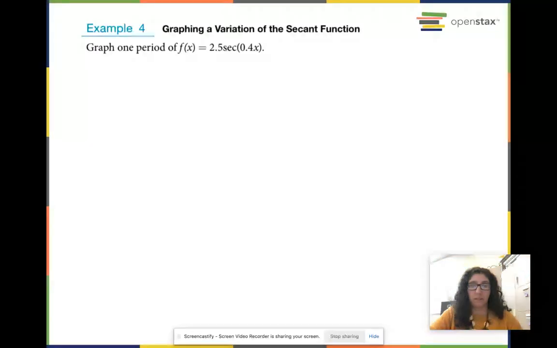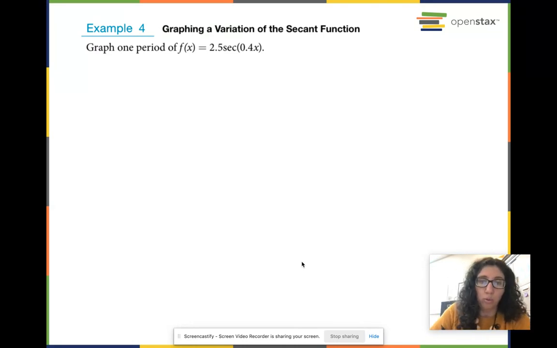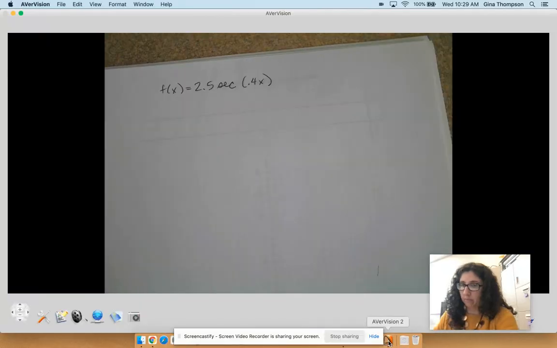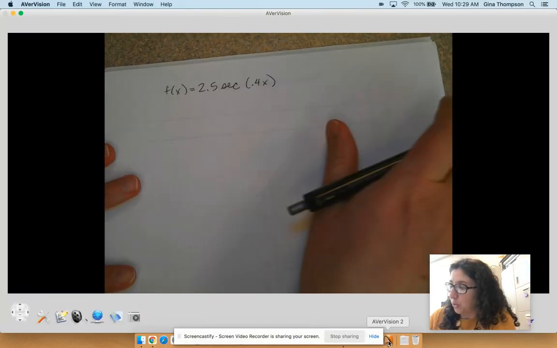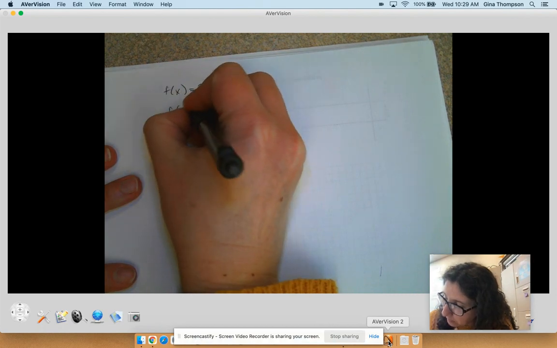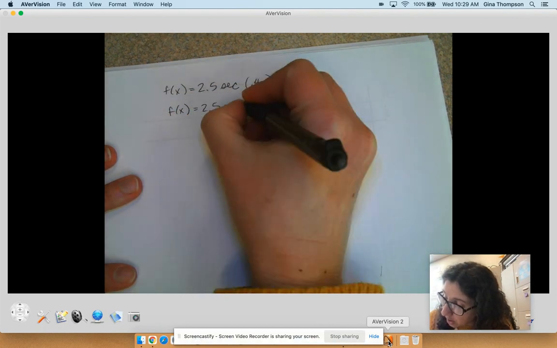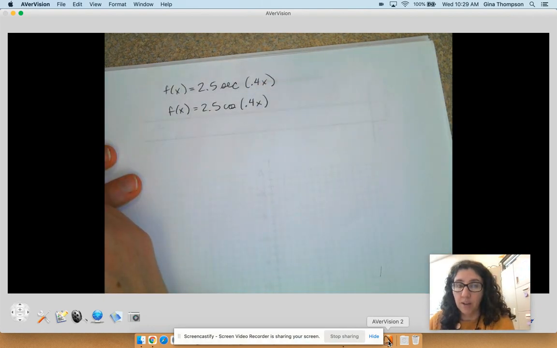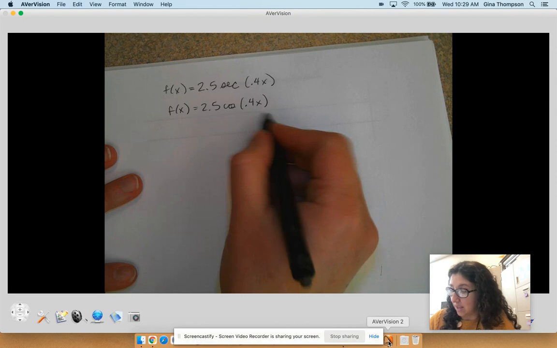All right, so let's practice. f of x equals 2.5 secant of 0.4x. Here's the first thing we do. Pretend it's just a cosine graph. So I'm just actually going to write cosine of 0.4x.